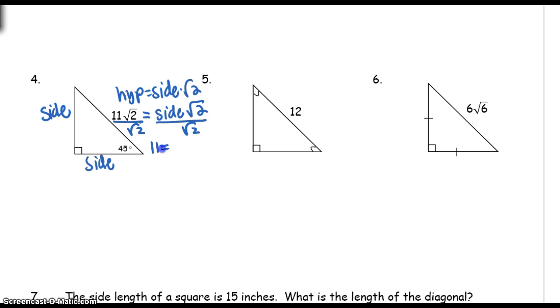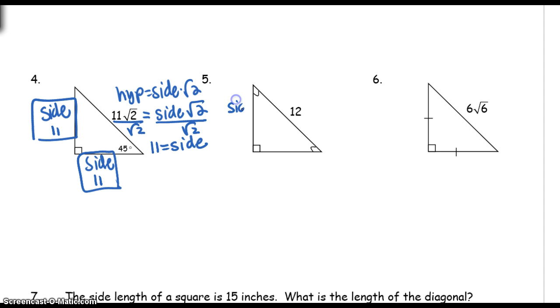So now we have 11 equals the side. So now we can actually go label that in our triangle. So this is 11, and this is 11. Done. So we worked backwards on that one. So on number 5, we have the same deal going on.